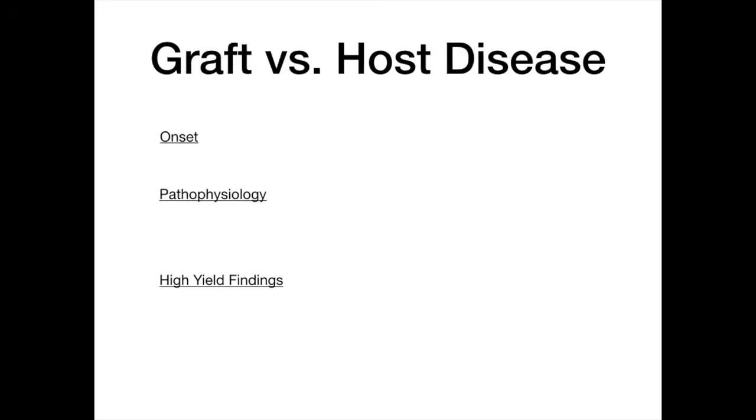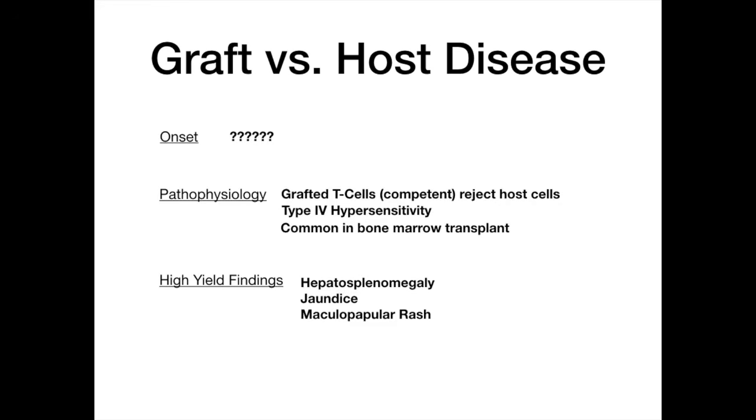And graft versus host disease is probably the highest yield of these 4 different transplant rejections. And that's because the pathophysiology is really, really unique. This can actually be a very variable presentation. So it could happen quickly, it could be very delayed. You don't really know. What we do know is that the pathophysiology here is that grafted T cells that are competent, right? These are immunocompetent T cells in whatever tissue is being grafted.